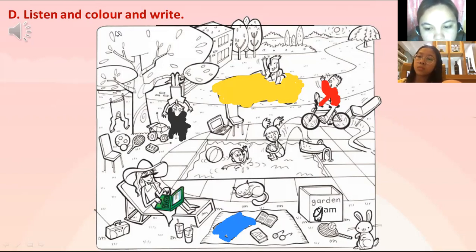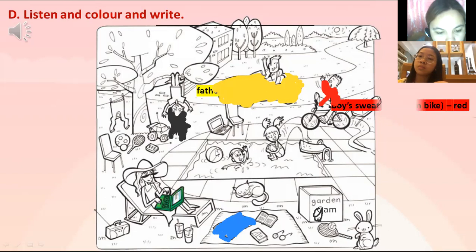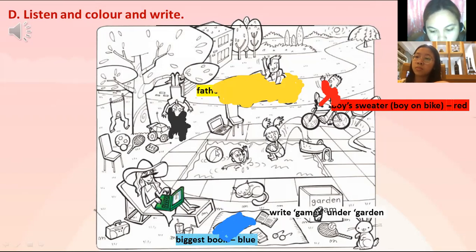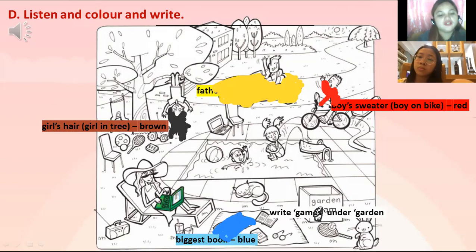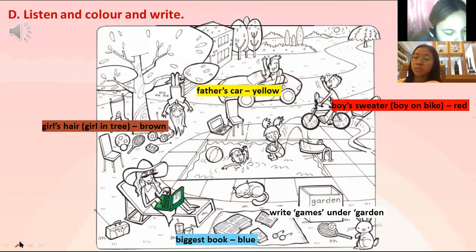Finish coloring? Yes. Okay, so now let's see. This one is yellow. The boy's sweater is red. The biggest book is blue. Games under the word garden. And the color of the girl in the tree is black. Okay, very good, Laura.